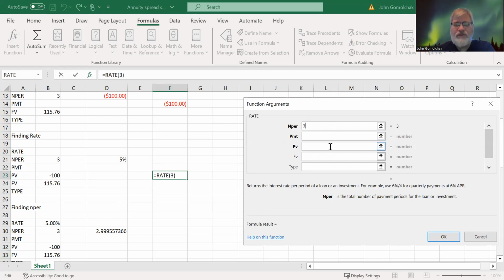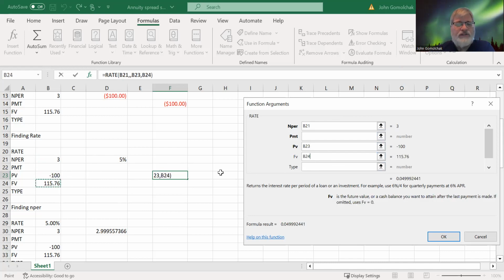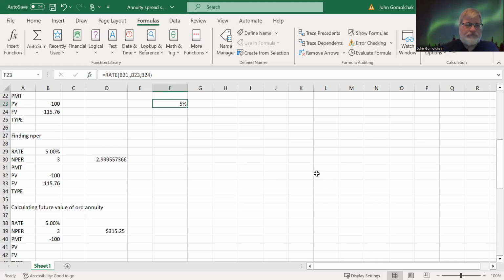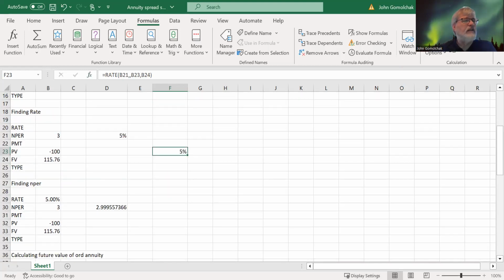I also know my present value. Whoops, I did that as the actual number. So I'm going to put B21 there. Present value I know is here, B23, and future value is B24. Put those in my input chart, click OK, and it comes back telling me that 5% is the rate necessary to take $100 to $115.76 in 3 periods. So you now have 5%. All right, back to the book just to check through.